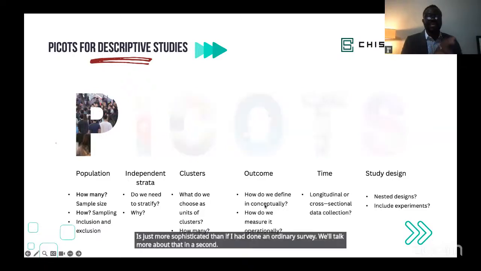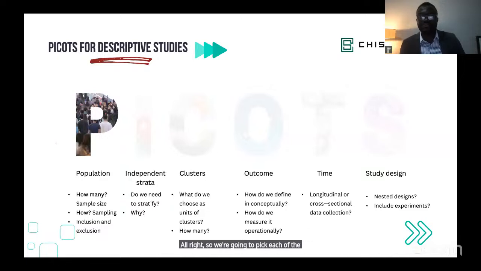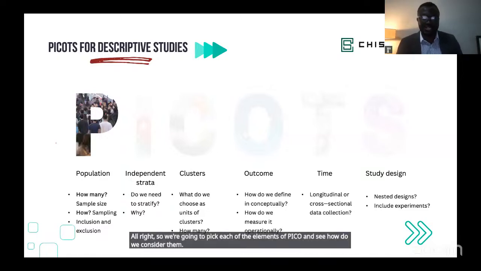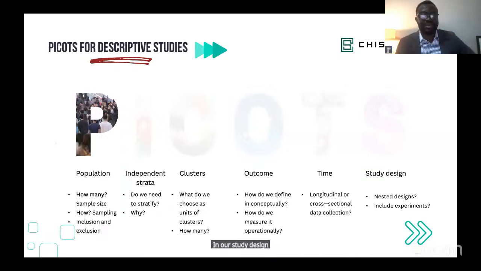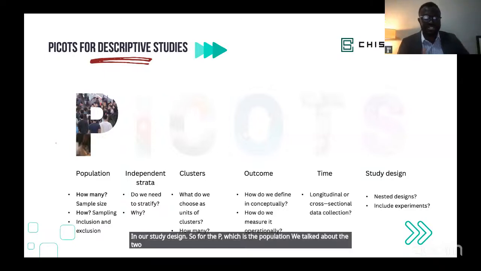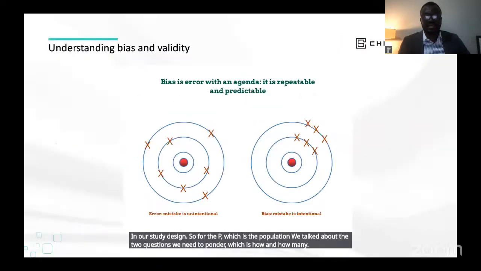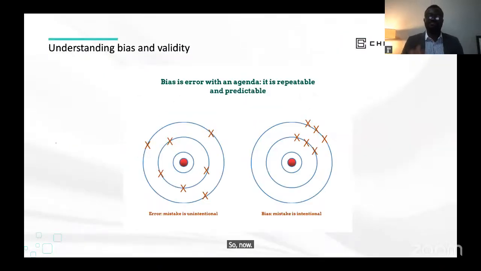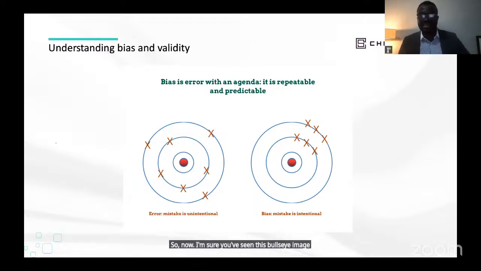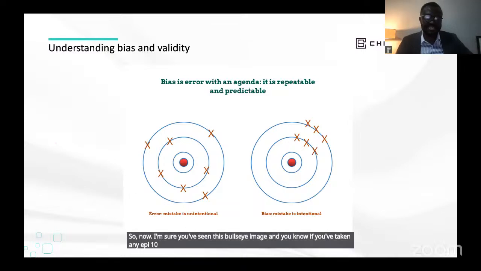All right, so we're going to pick each of the elements of PICO and see how we consider them in our study design. So for the P, which is the population, we talked about the two questions we need to ponder, which is how and how many. So now, I'm sure you've seen this bullseye image, if you've taken any EP 101 class, you surely have seen it.